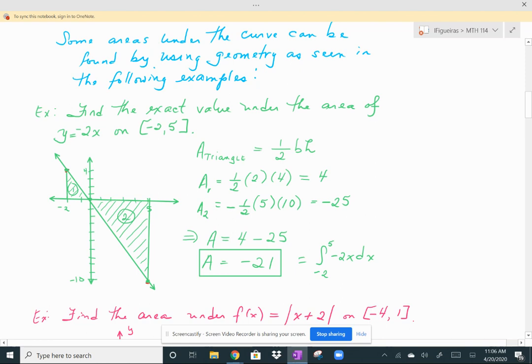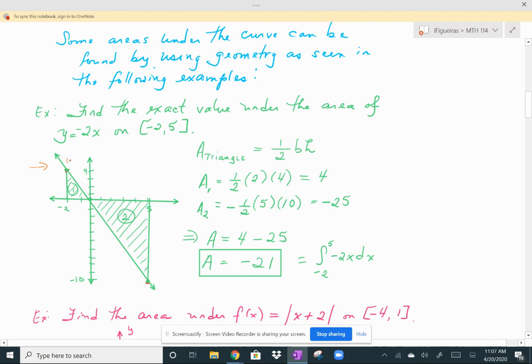So here's one example. We want to find the exact area under the curve of y equals negative 2x on the interval from negative 2 to 5. Now, negative 2x is a line. When you plot that line at negative 2 and 5, you get this green line that's running from left to right going downward. Here are the points at negative 2 and 5.